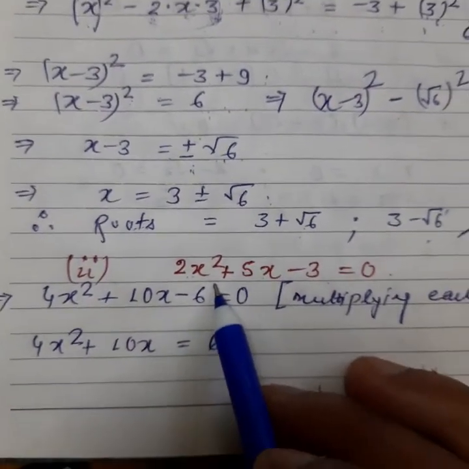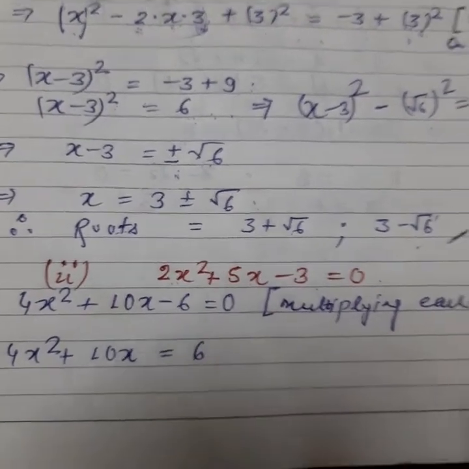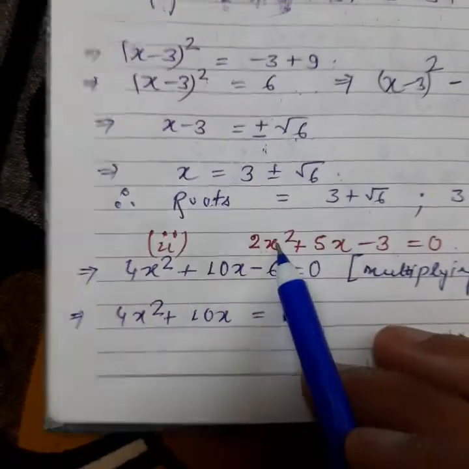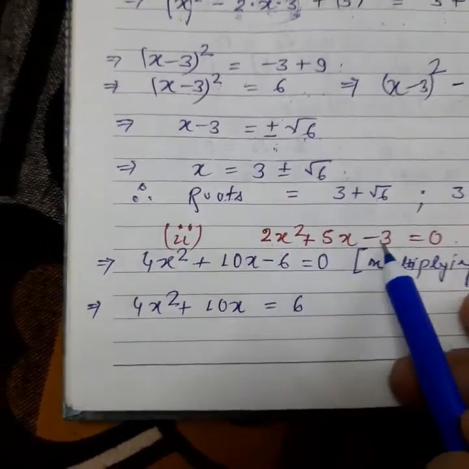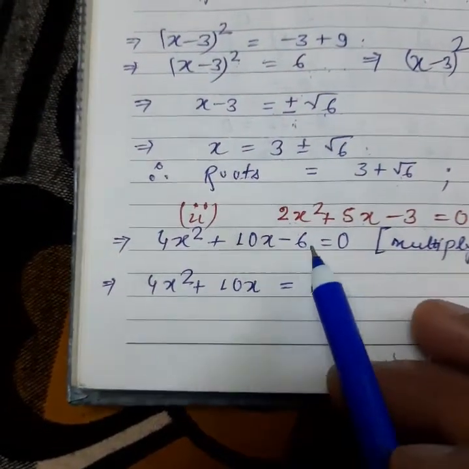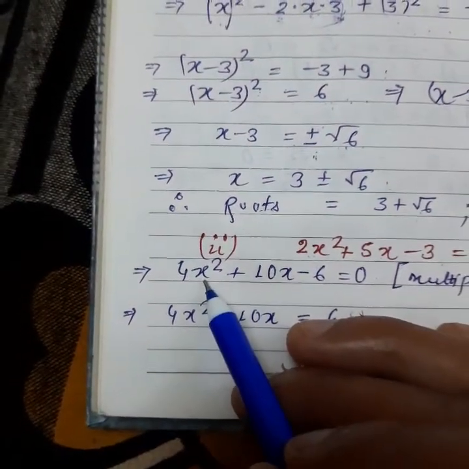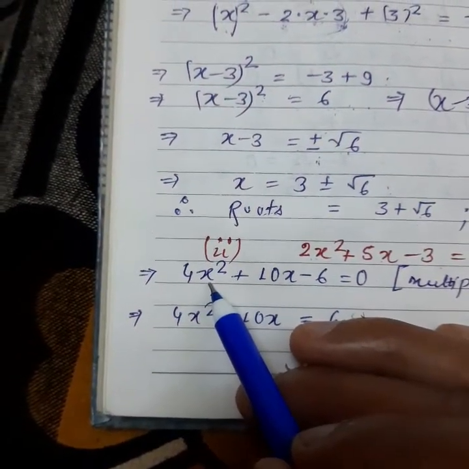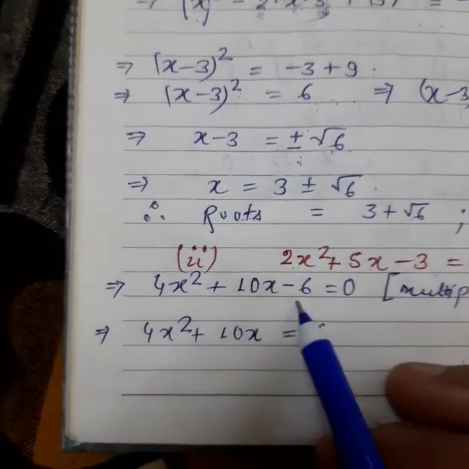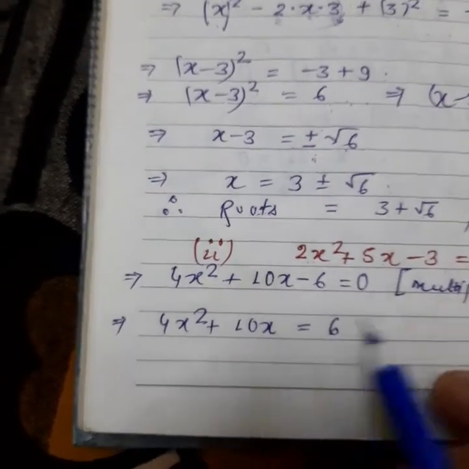Here we can multiply or divide, both are possible. Let us multiply the equation by 2, multiplying each term by 2. 2x square plus 5x minus 3 equals 0 will turn into 4x square plus 10x minus 6 equals 0. Now this 4x square can be written in the form of 2x whole square. So first of all, this minus 6 went to the RHS side, 4x square plus 10x equals 6.